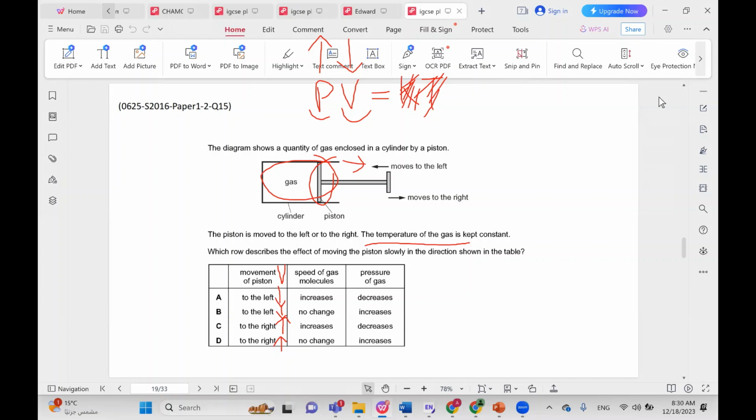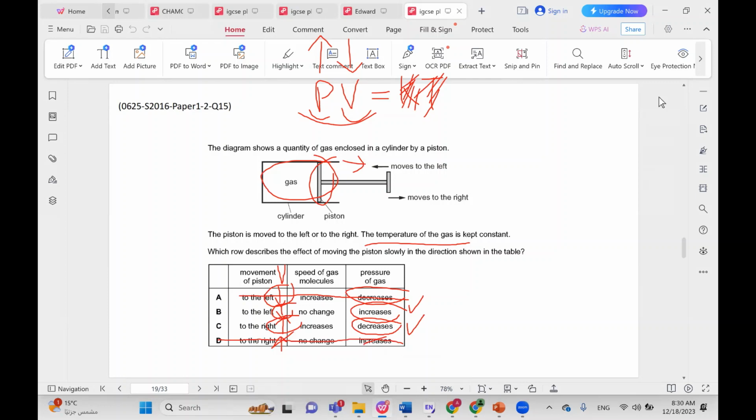Let's talk about pressure. We said that pressure and volume have an inverse relationship. So decreases should be increases here, right? So this is wrong. This is definitely wrong. Here we have decreases and increases, so this could be correct. Here we have increases and decreases, so this could be correct. Here we have increases and increases, so this is definitely wrong.